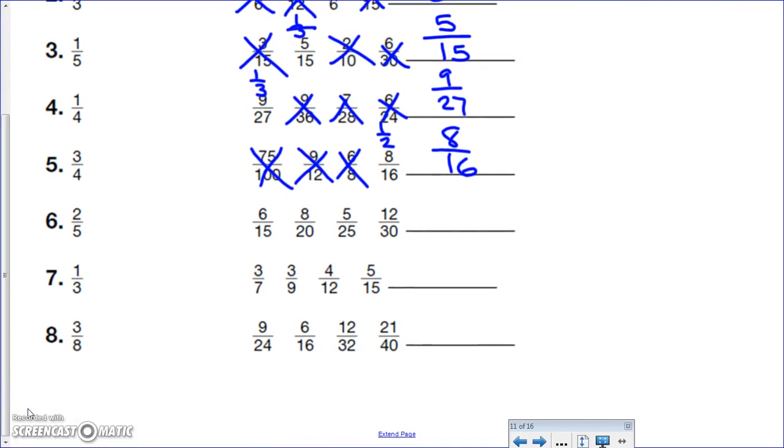For 6, we need to simplify to 2/5. So for 6/15, we divide by 3, so we get 2/5 there. For 8/20, we're going to divide by 4, and that gets us 2/5. For 5/25, we're going to divide by 5, which gets us 1/5, not 2/5.